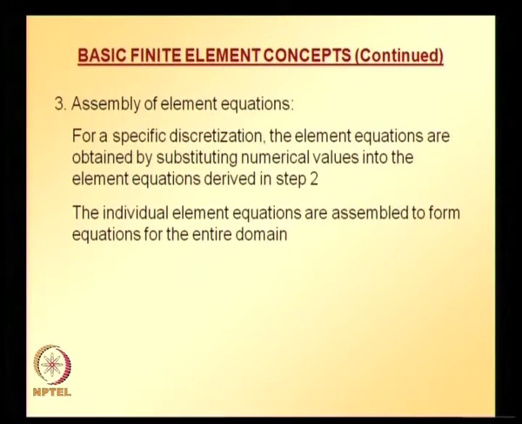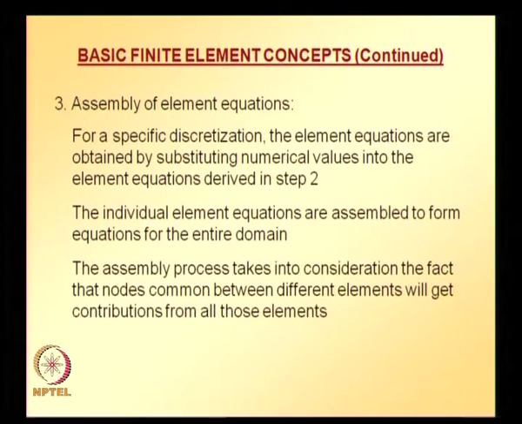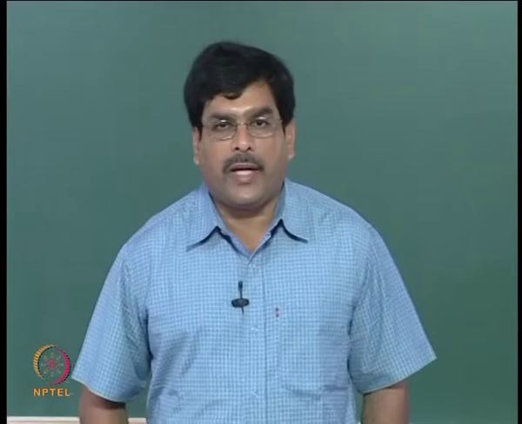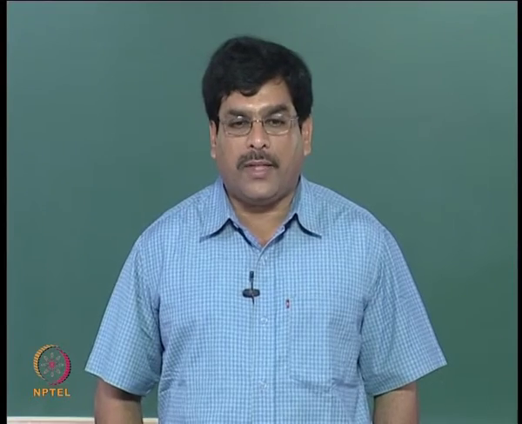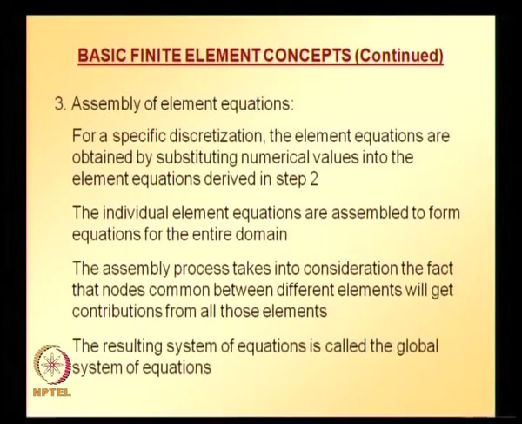Individual element equations are assembled to form equations for the entire solution domain. And this assembly process and other things will be clearer to you once we solve a problem in a while. The assembly process takes into consideration the fact that nodes common between different elements get contributions from all those elements. Suppose a node is common to 3 elements, the contribution to that particular node in the global equation system comes from all the 3 elements. If a node is common to 2 elements, the contribution comes from the 2 elements. The resulting system of equations is called the global system of equations.